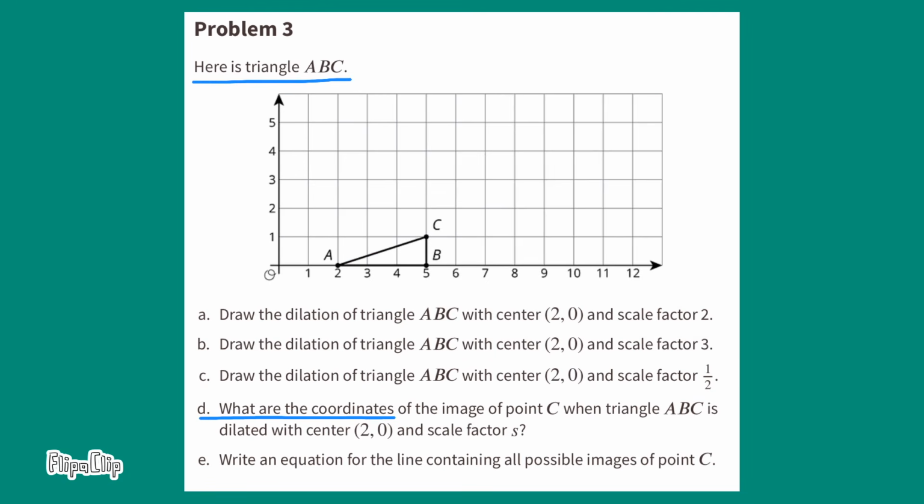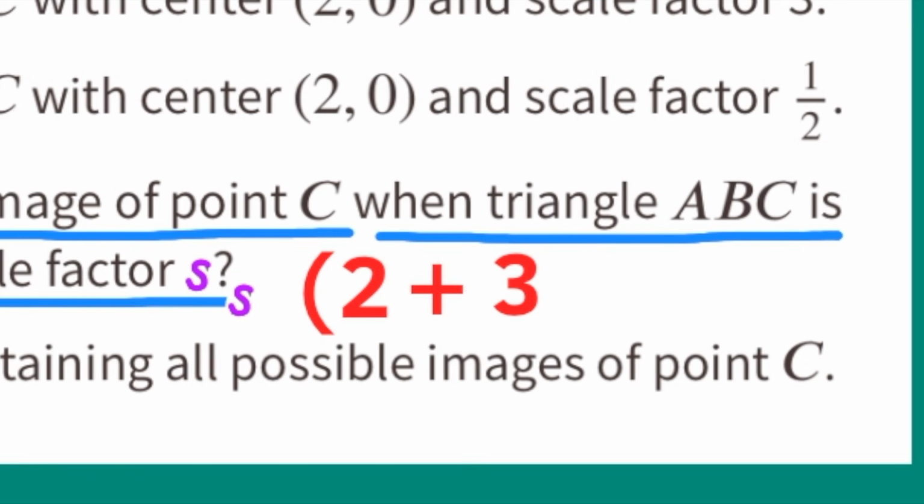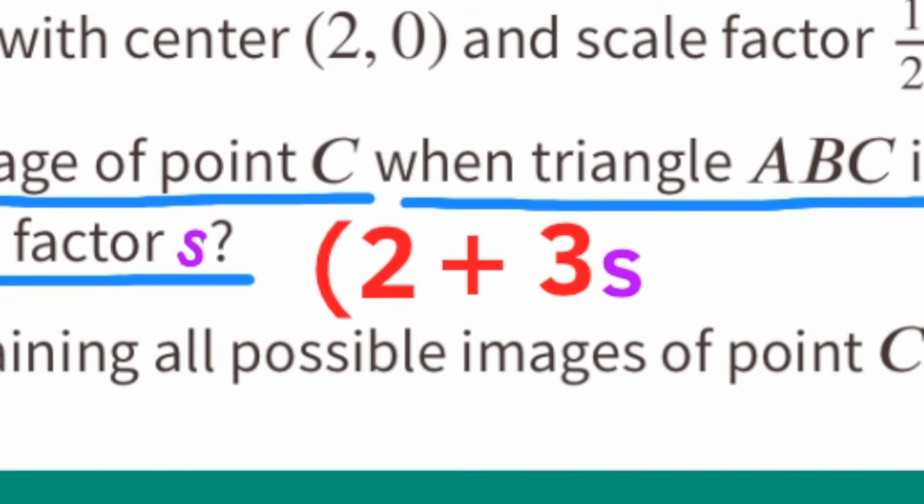D. What are the coordinates of the image of point C when triangle ABC is dilated with center 2, 0, and scale factor s? Point A is located 2 units to the right of the origin, and point C is 3 units to the right of 2. So that's like 2 plus 3, or 5. But with a scale factor of s, which is unknown, we'd have to multiply that by s, making it s times larger or s times smaller.